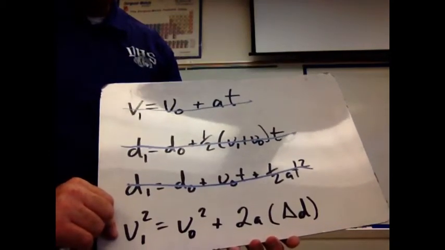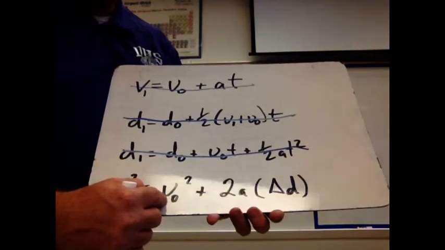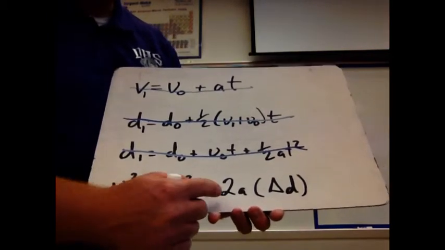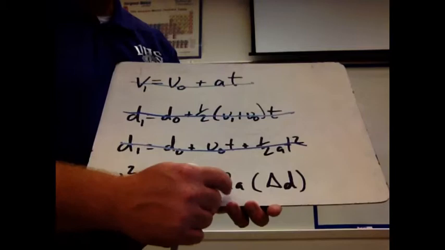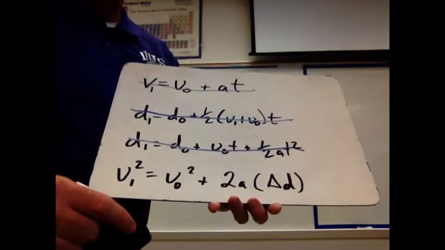Our velocity final squared, we know that. Our velocity initial squared, we don't know that, but we're solving for it. 2 times the acceleration, we know acceleration. And we know change in distance. So that's the equation we're going to use.